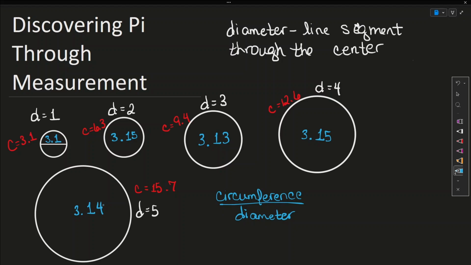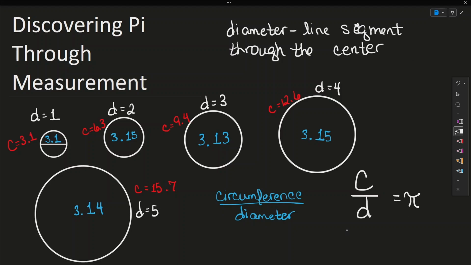This is a wonderful mathematical discovery. No matter which circle we measured, the ratio of circumference to diameter stayed very close to that same number. That number is pi. In fact, we can say that the circumference divided by the diameter is in fact pi.